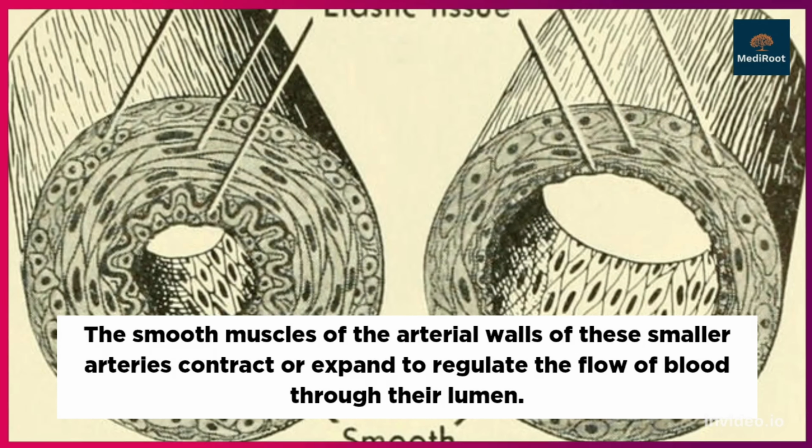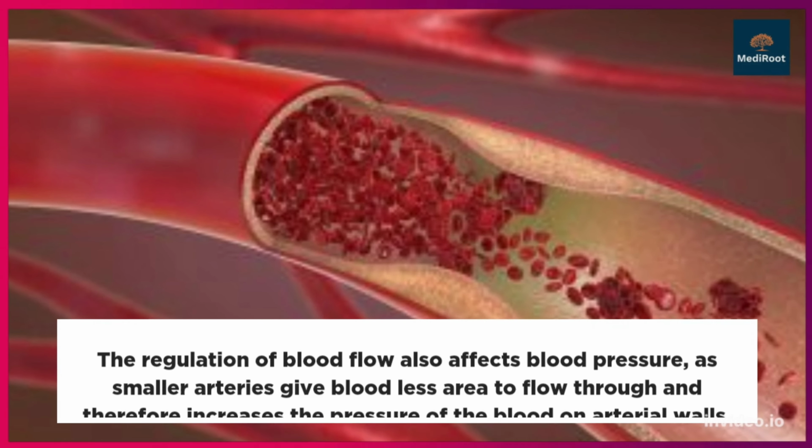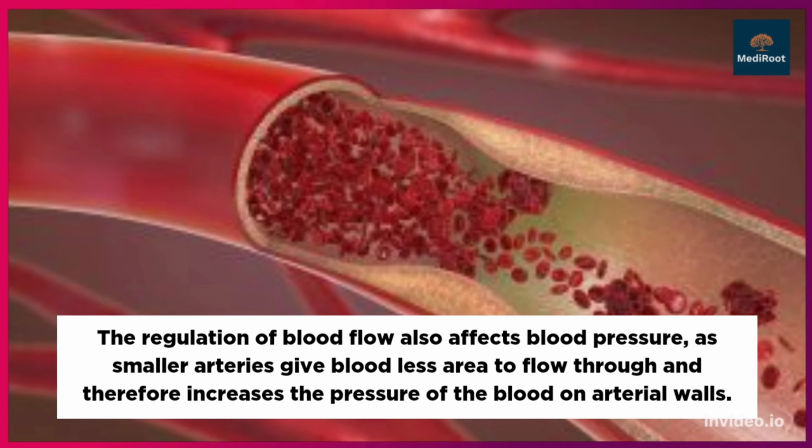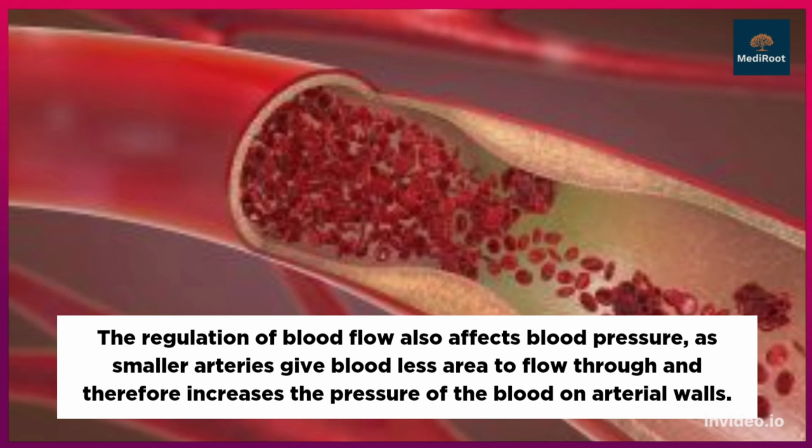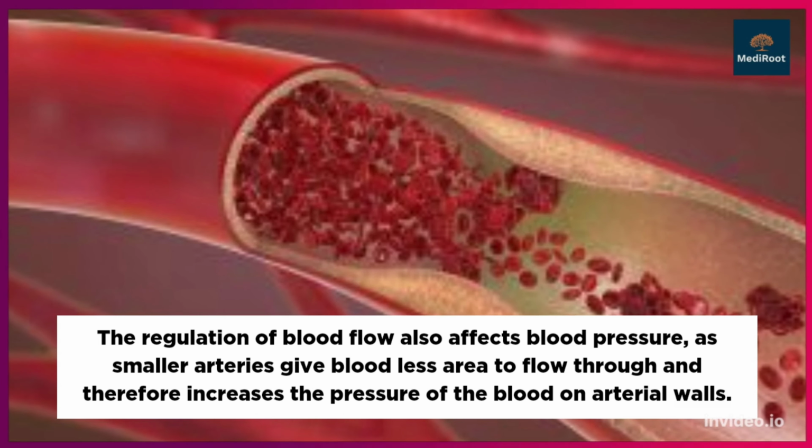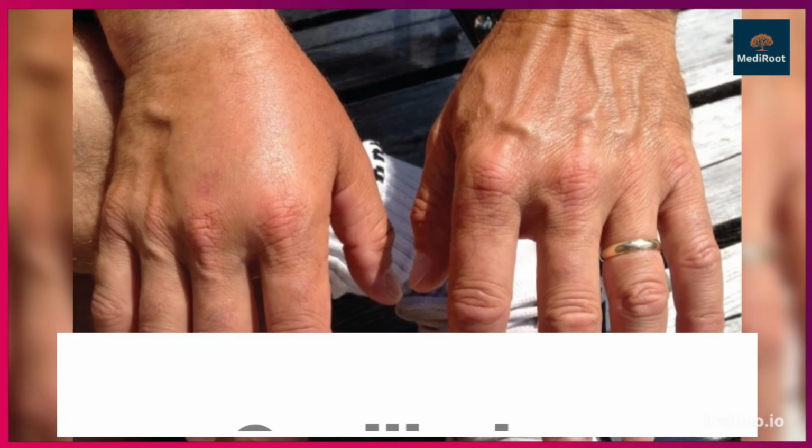The smooth muscles of the arterial walls of these smaller arteries contract or expand to regulate the flow of blood through their lumen. The regulation of blood flow also affects blood pressure, as smaller arteries give blood less area to flow through and therefore increases the pressure of the blood on arterial walls.